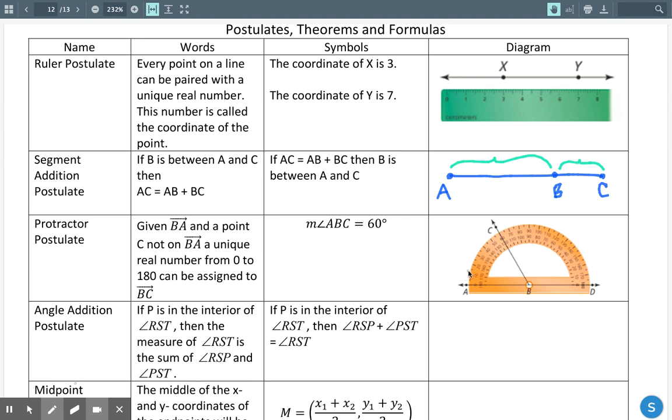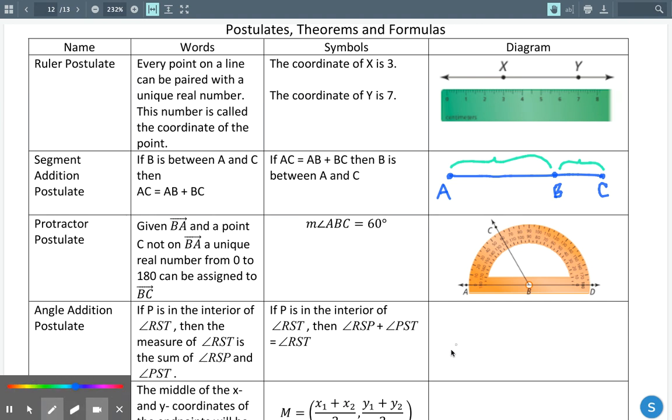And the last postulate is the angle addition postulate. So it says if point P, I know it's a point because it's capital, if point P is in the interior of an angle RST. Okay, so I'm going to go ahead and draw that angle first because I want to visualize this. Again, I can do better than that. I wonder if it's because my writing tablet's at an angle. I keep drawing everything at an angle. Let's see if I can fix that for you guys.